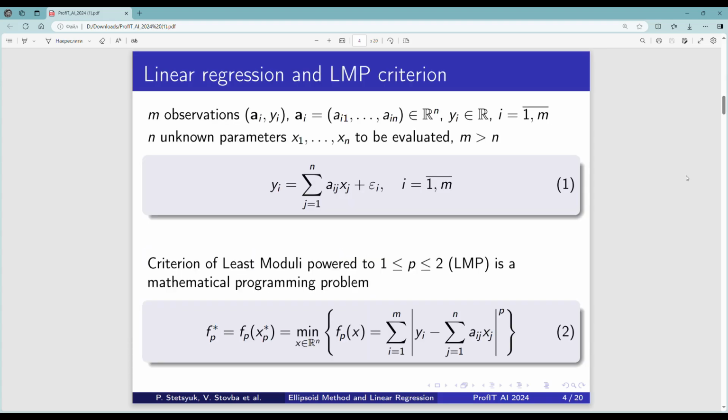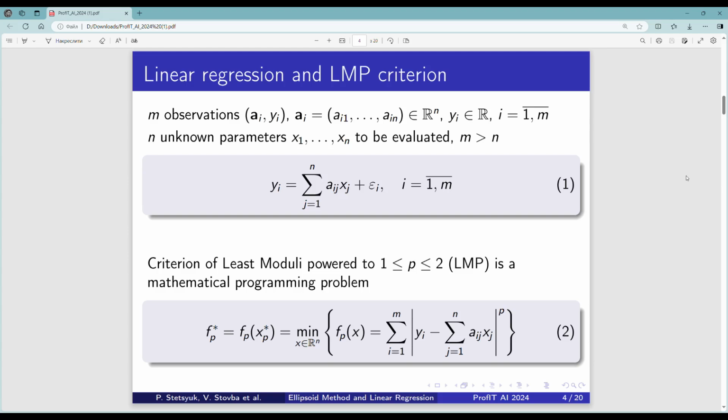So we consider linear regression model in form of one. We have m observations, we have n unknown parameters x1, xn to be evaluated, and m is greater than n. The problem 1 can be reformulated as the criterion of least moduli powered to p from 1 to 2, which is a mathematical programming problem, which is a formula 2.